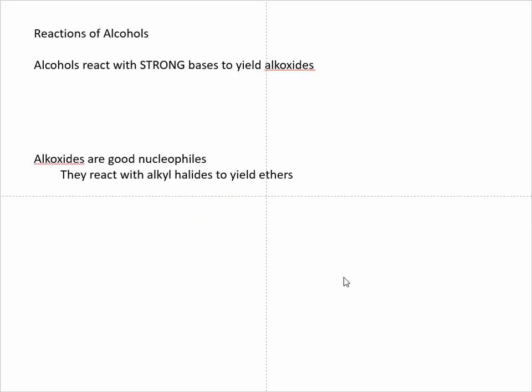So, what are they good for? Why do we care about having alkoxides? Alkoxides are good nucleophiles. They react with alkyl halides to yield ethers. So, if we had an alkoxide, we'll do this propoxide again. That's 2 separate electrons there. Let's react it with 1-bromobutane. And we'll do this reaction in DMSO.